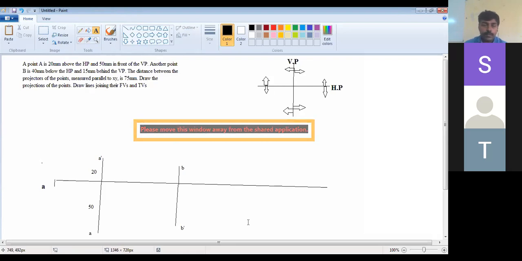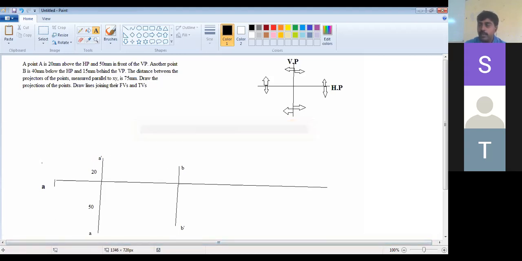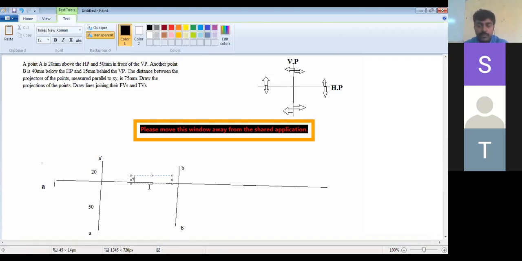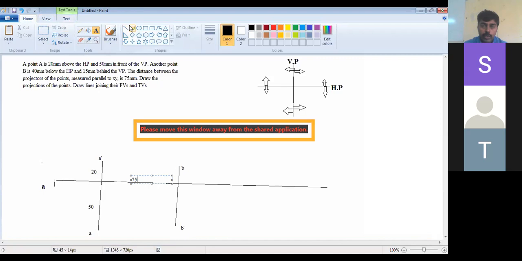Now the distance between the projectors, the A dash vertical line and the B dash vertical line, the projector. Now what they are saying, the distance between the projectors is 75. The distance between the two vertical lines should be 75. So I'm mentioning this distance should be 75, this way. Now what I need to do, I need to join both the things.